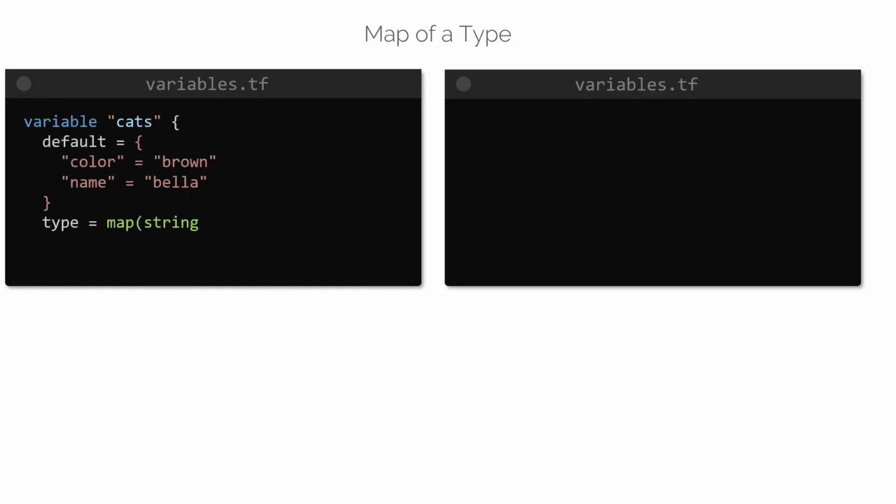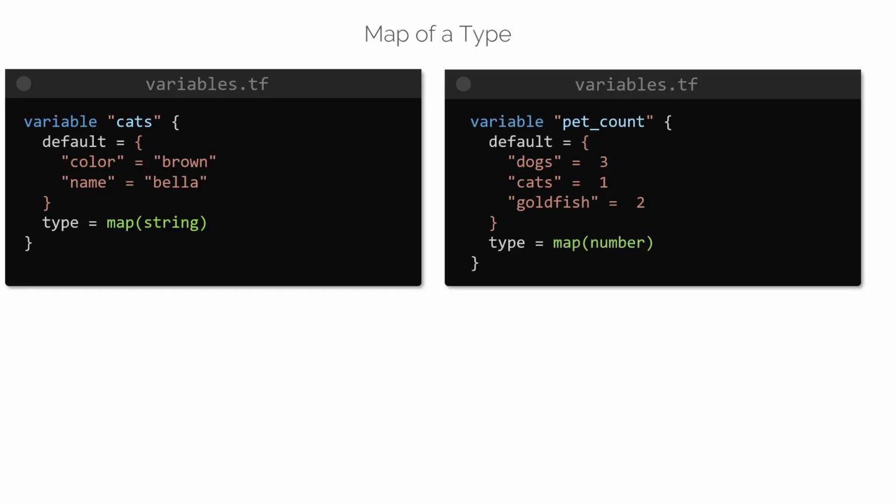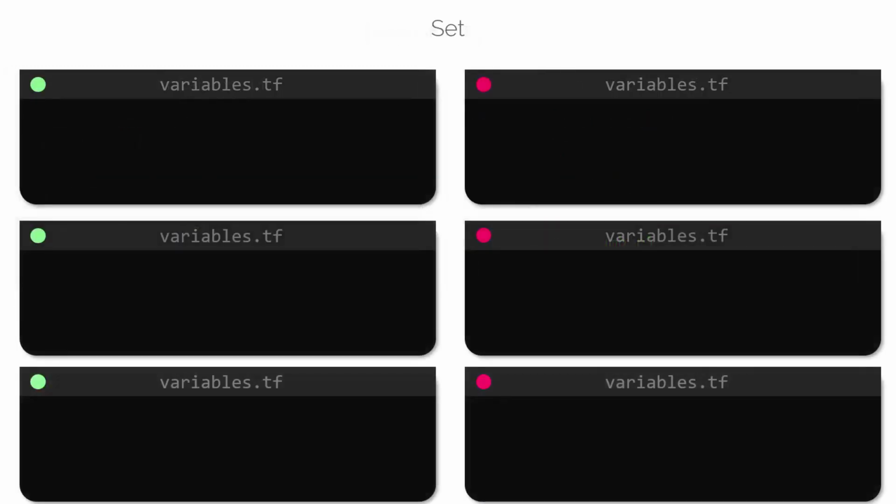We can use type constraints to make sure that the values of a map are of a specific type. In the first variable block, we are using a map of type string, and in the second one, we are making use of a map that uses numbers. Let us now look at sets. Set is similar to a list. The difference between a set and a list is that a set cannot have duplicate elements.